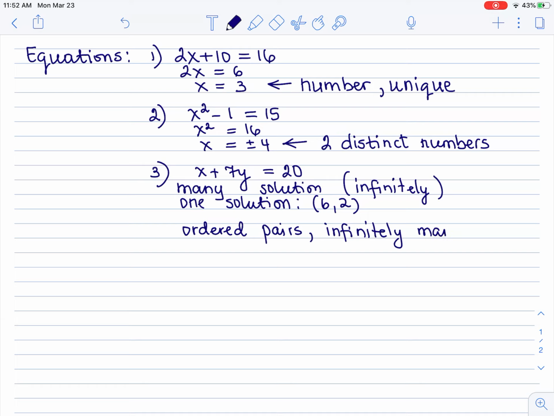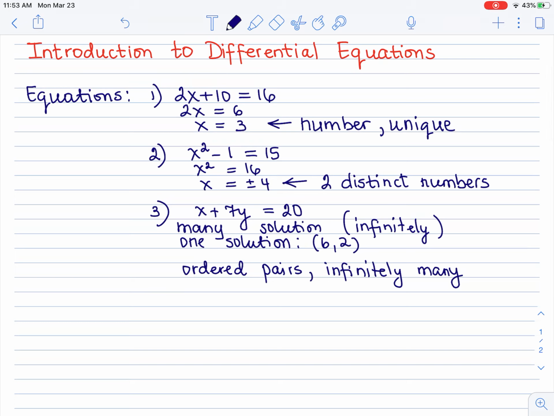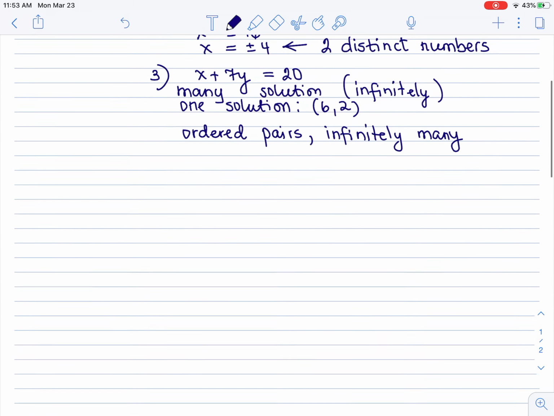So when solving an equation, you can get all sorts of scenarios depending on what type of equation you're dealing with, right? You can get one number unique, you can get two distinct numbers, or you can get ordered pairs, and there's infinitely many of them, and that's of course not exhaustive. There's many other things that can happen. So these are equations that we know how to solve, but notice that the solutions to equations in this case are numbers or ordered pairs. Now what about differential equations?